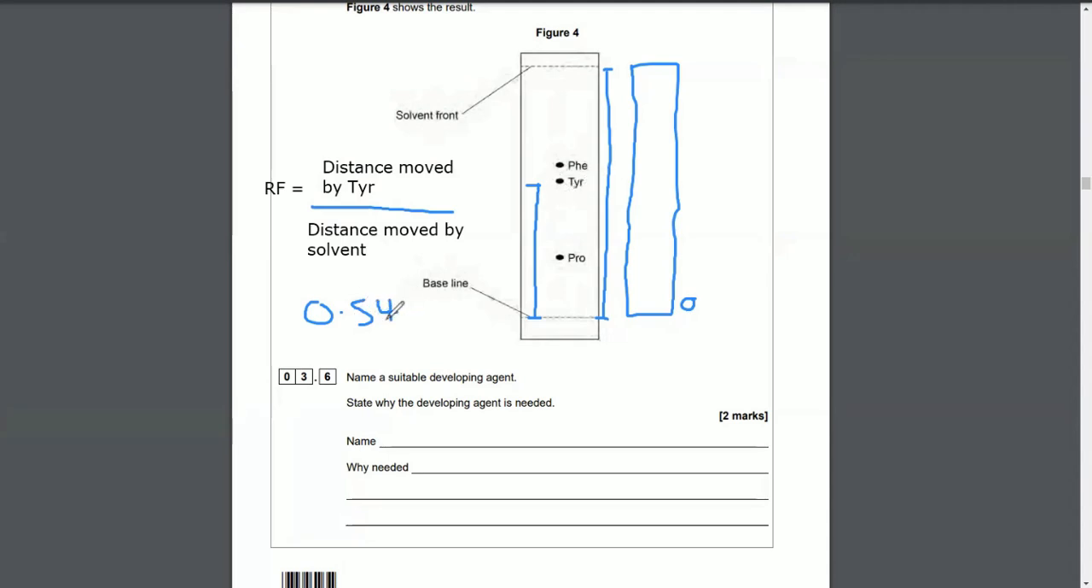You should never get an RF value greater than 1 because your mixture cannot have a greater affinity to the solvent than the solvent does to itself, essentially. And here we go. That's the final mark of that question.